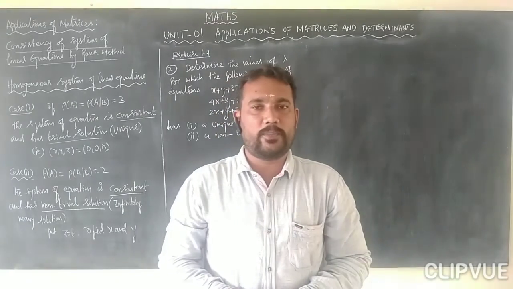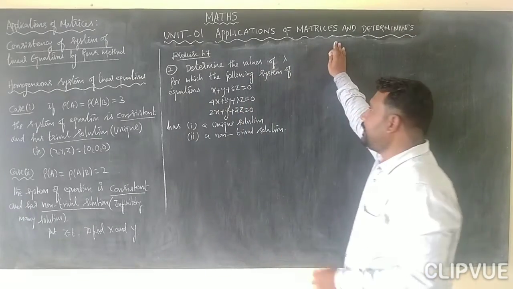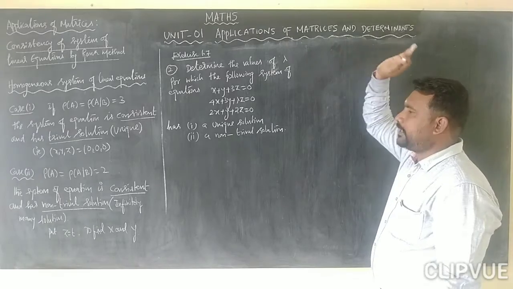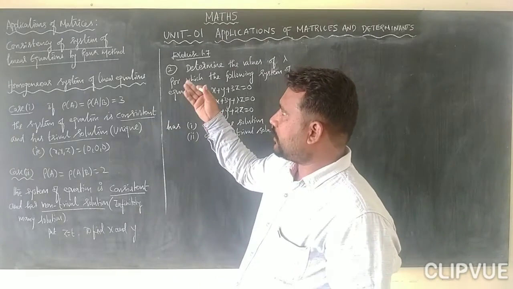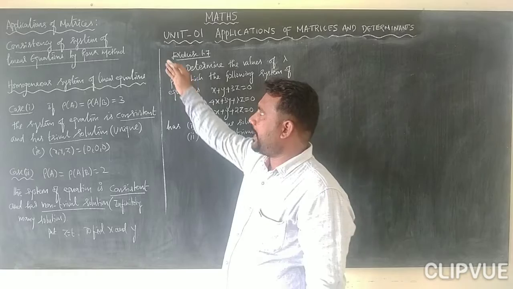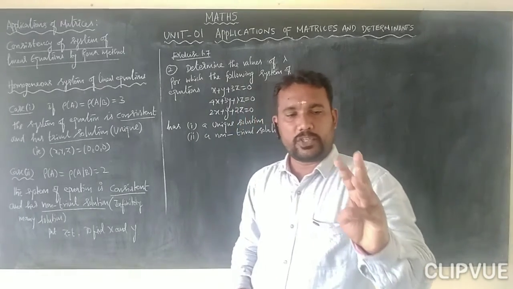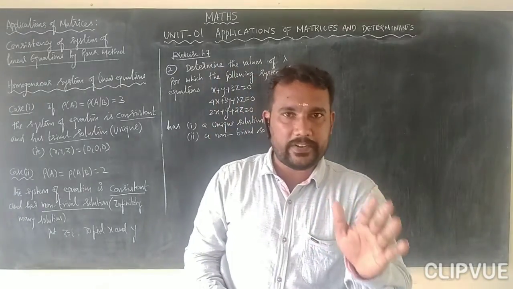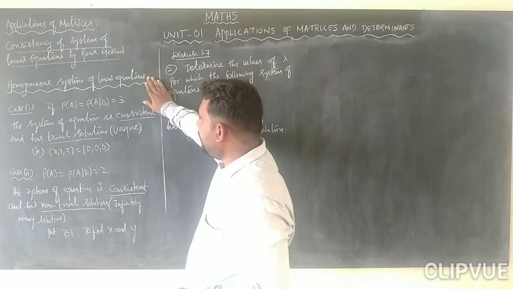Today we are going to see the most important topic, applications of matrices and determinants. Volume 1, Unit 1, applications of matrices and determinants. In this chapter, today we discuss the consistency of a system of linear equations by the rank method. There are two types. First type, homogeneous system of linear equations. Second type, non-homogeneous system of linear equations. Today we discuss the homogeneous system of linear equations.